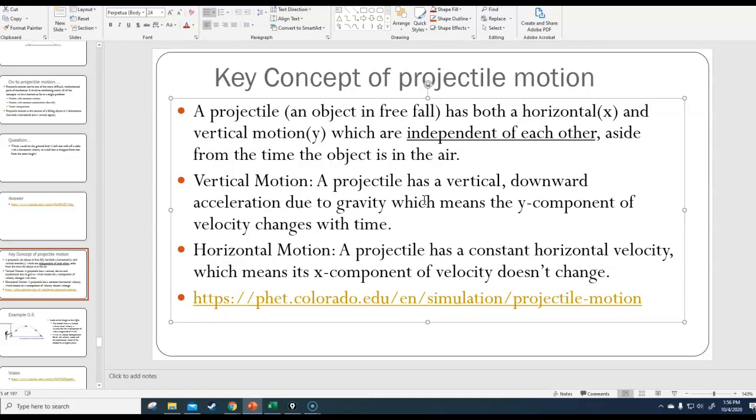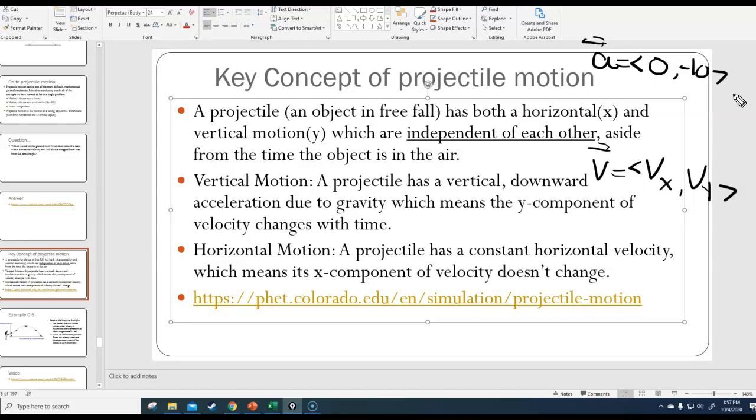Now, when I say that, what I mean is that a projectile at any moment in time as it's flying through the air has both an x and a y component of its velocity. Okay, so if you imagine a projectile flying through the air, it has an x component of velocity, vx, and it has a y component of velocity, vy. And if it is in free fall, then it also has acceleration, okay, due to gravity, which has no x component, but which does have a y component.